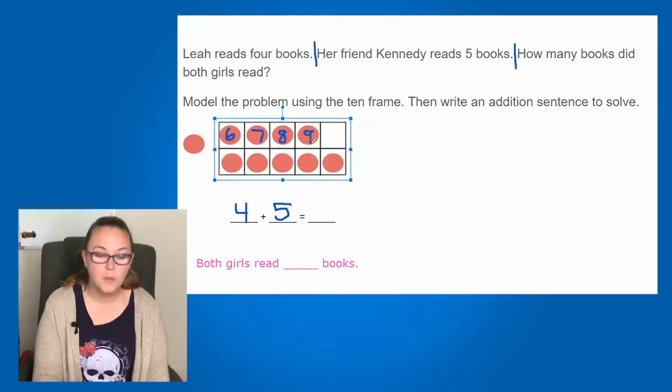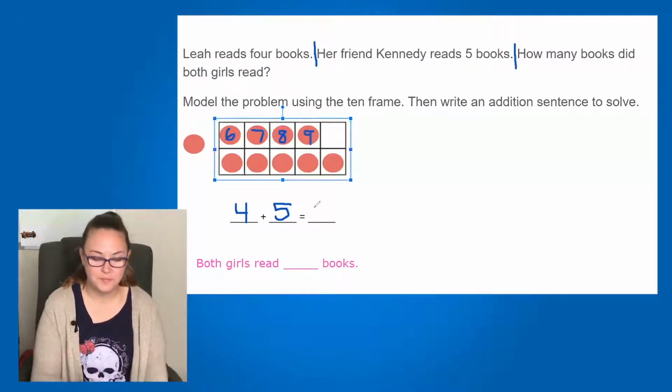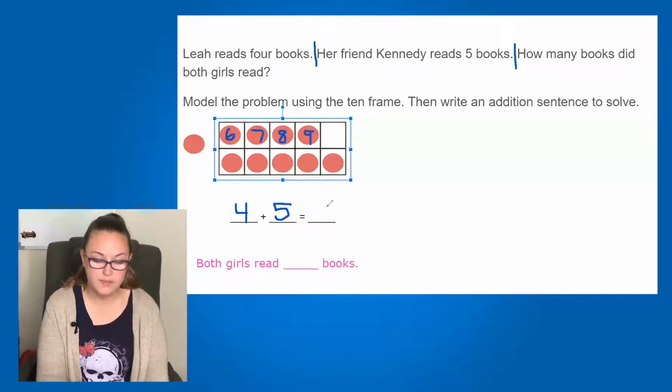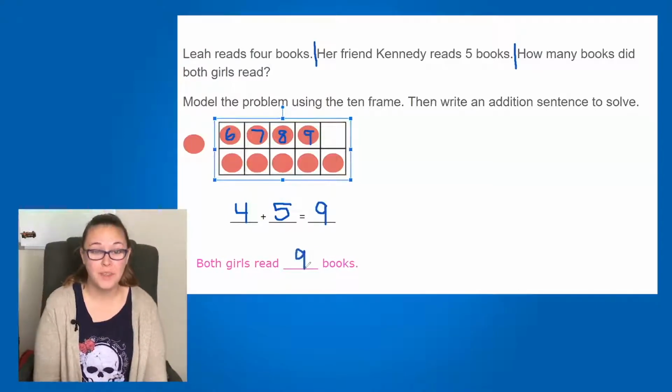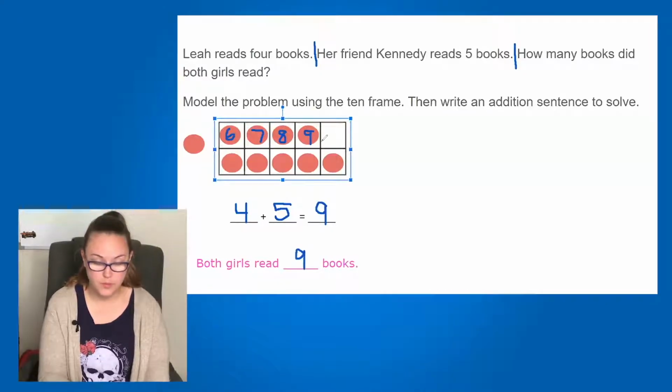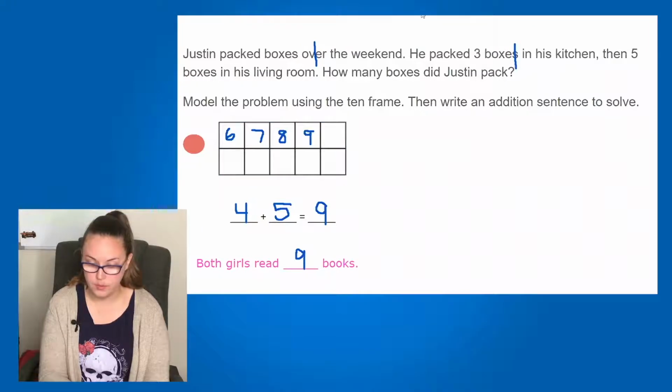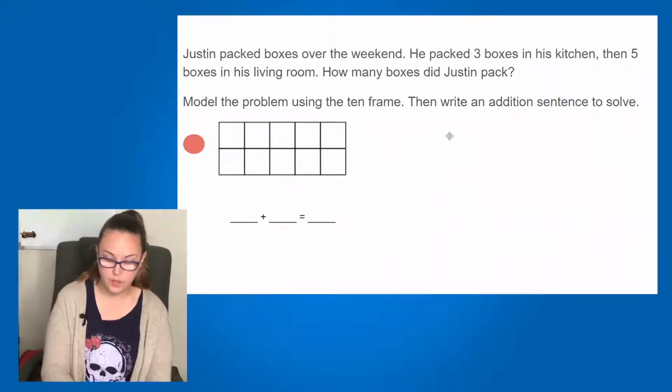9. So what is 4 plus 5? That's right, 4 plus 5 is 9. That means together, both girls read 9 books. Really, really, really great job. There's one more problem that we're going to solve today, and that problem is right here.